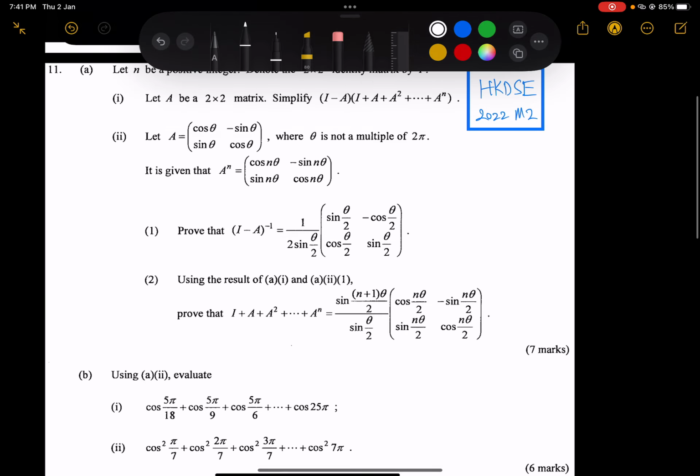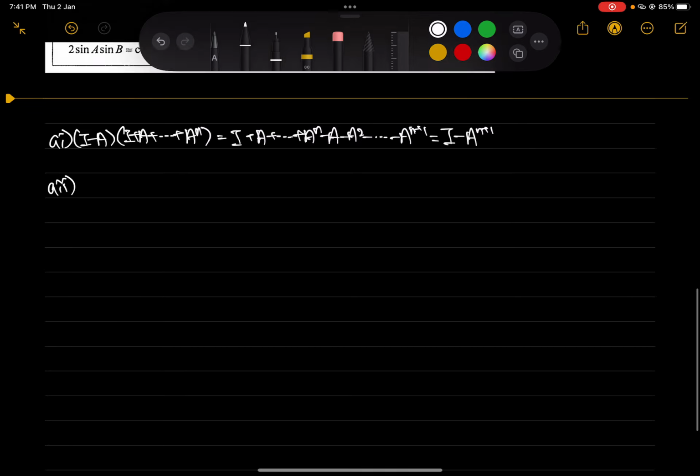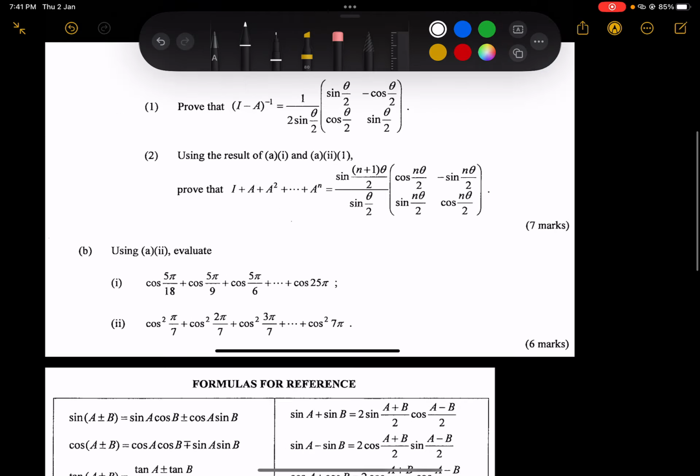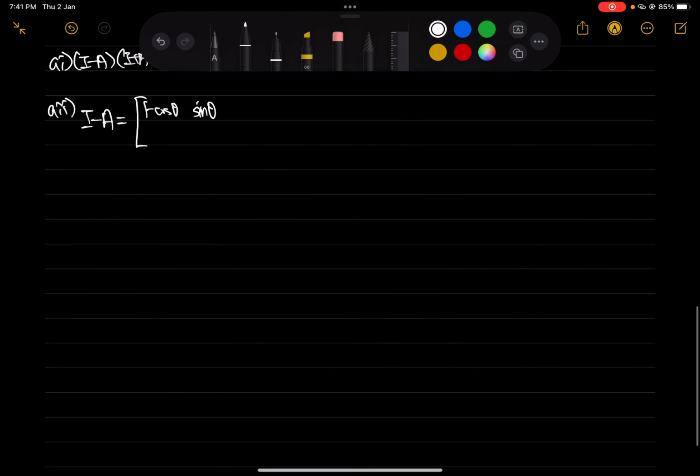Part A2, obviously we need I minus A. And that is this matrix. Was that a negative? Yep. So this is a positive, negative, positive. And the determinant of this is (1 minus cosine theta) squared plus sine squared theta, which is 2 times (1 minus cosine theta).